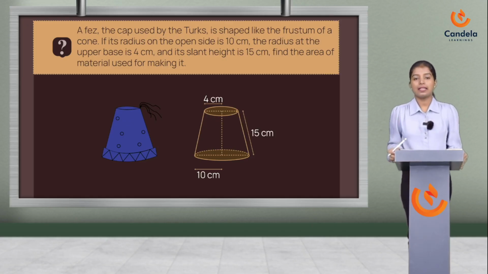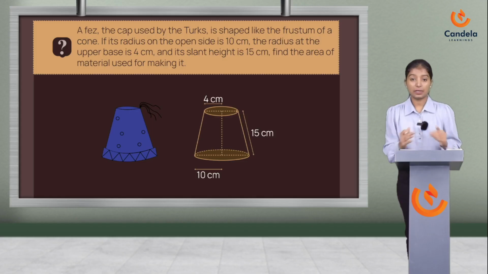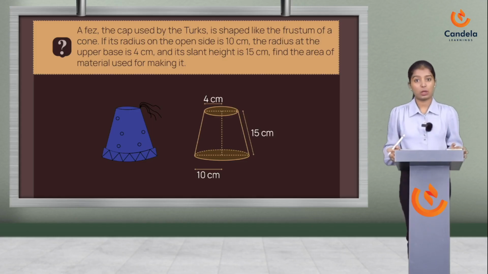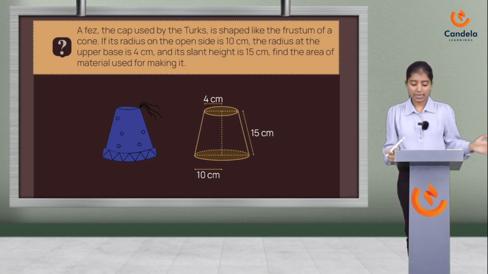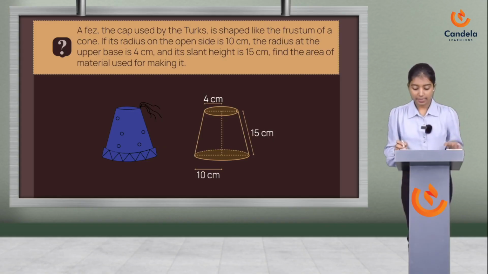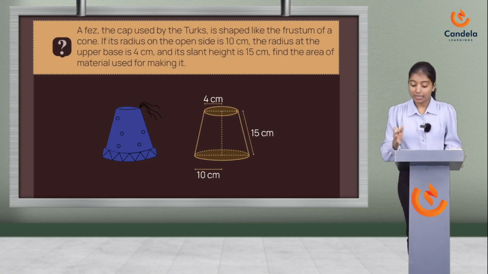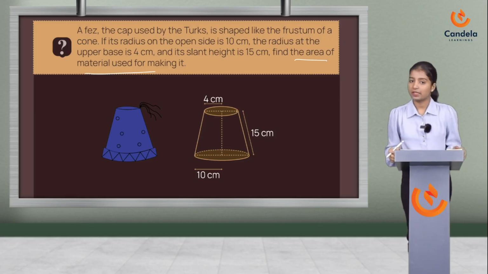So first of all, let's mark the keywords. So this is a cap, right? This particular cap is in the shape of frustum of a cone, as you can see in the picture. Now, if its radius on the open side, that is for a cap there would be an open side, right? So yes, it is 10 centimeter and the radius at the upper base is 4 centimeter. Radius is already given. Now slant height is also given as 15 centimeter. Find the area of material used for making it. Area of material used for making it means total surface area. We have to find it.